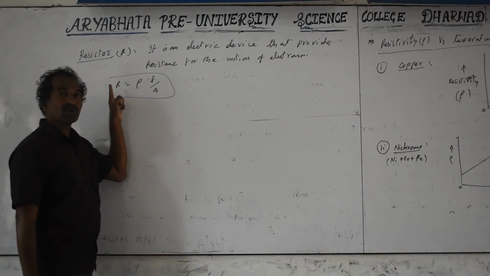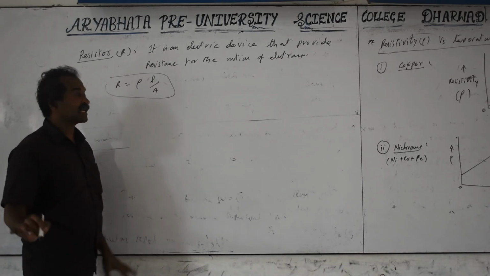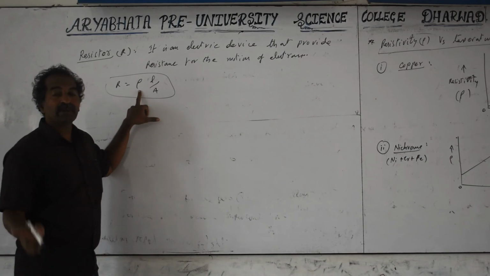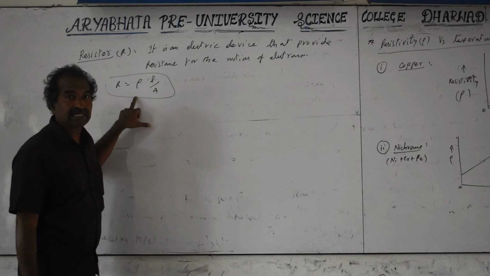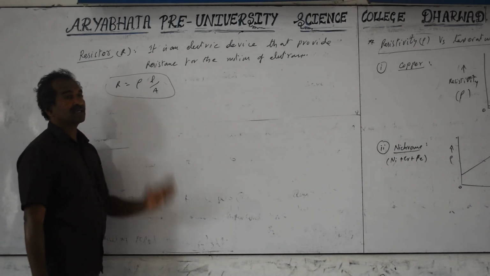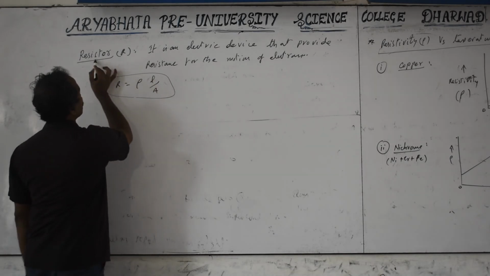If rho is more, R is also more. So R is high for the insulators. Resistivities with 10 to the power of positive values, like 16, are insulators. Values like 10 to the power of minus 8 are conductors. Rho is very low for conductors and very high for insulators. Here we are talking about the resistance of conductors, not insulators.